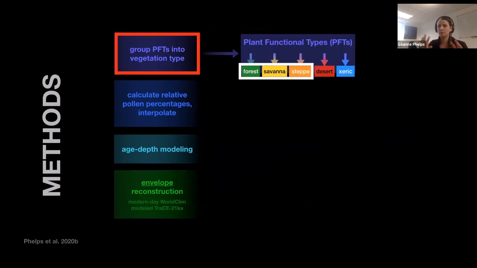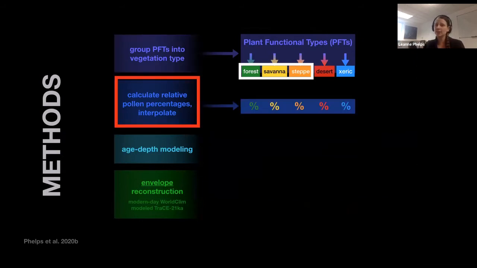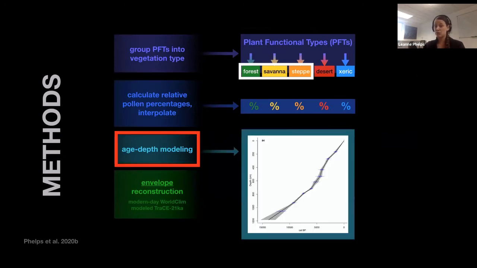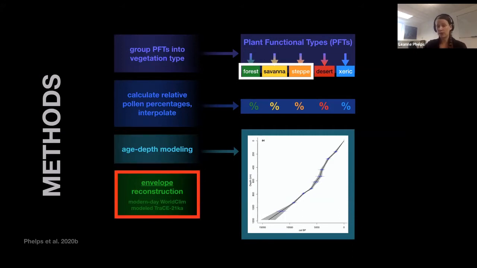So these are basically a kind of version of a biome. So species that are very likely to occur in forests, but not other vegetation types, would be in the forest group, and so on. This would be for each group. We then calculate the relative percentages of each of these groups through time. And we have to use age depth models to reconstruct changes in the time when these pollen percentages are changing. And then after we've done all of this pre-processing, then we can move on to the methods that I've already showed you. In this case, I'm going to refer to it as a climatic envelope instead of a climatic niche, and that's just because we have many different types of plants grouped together in this case.